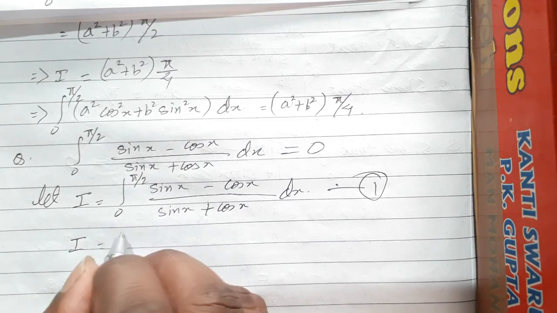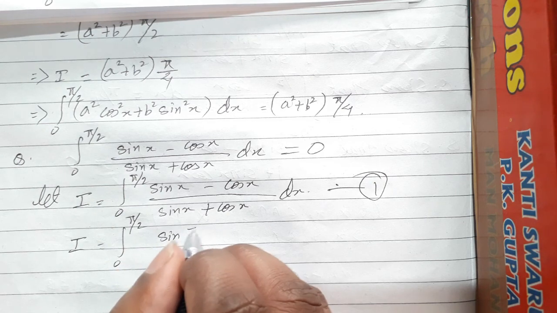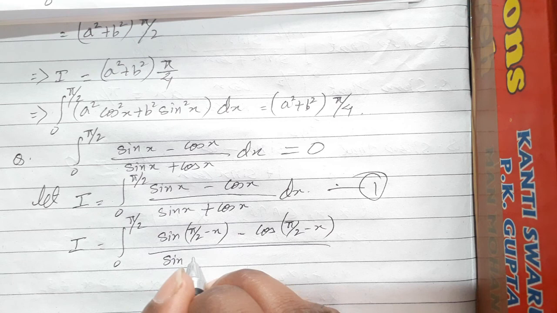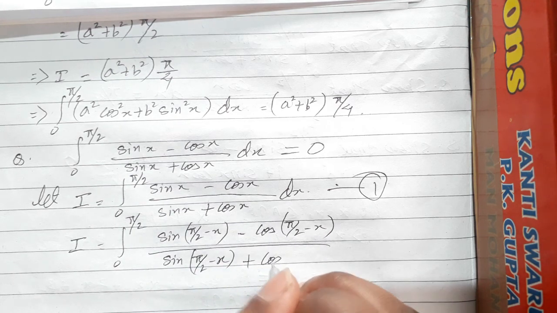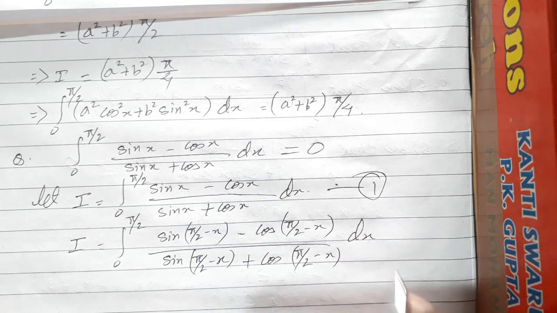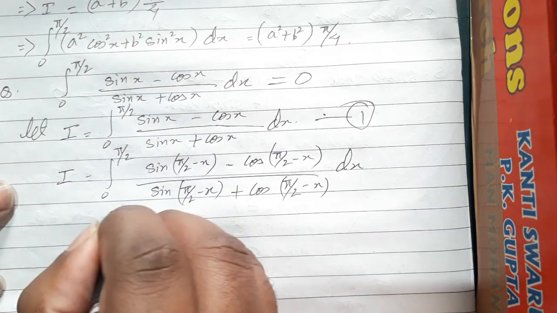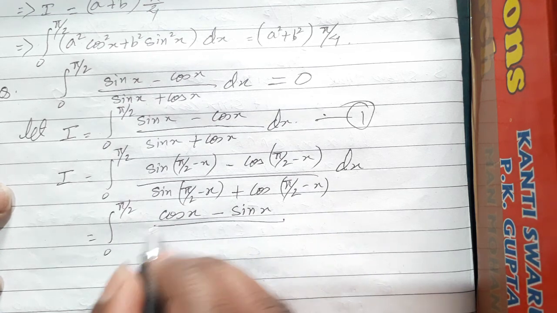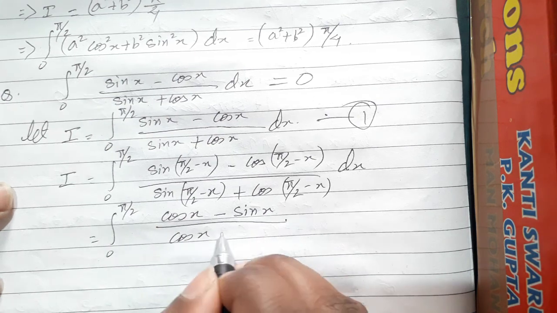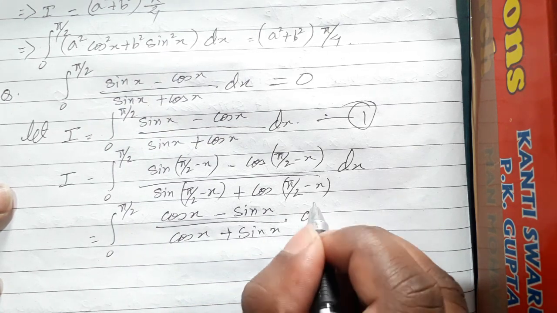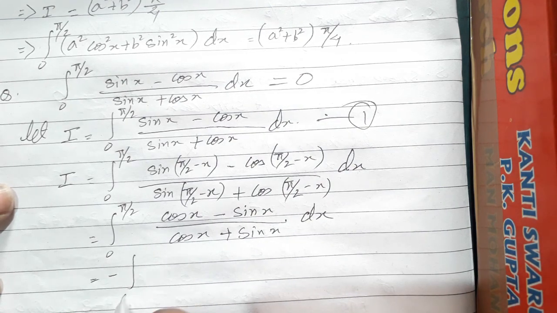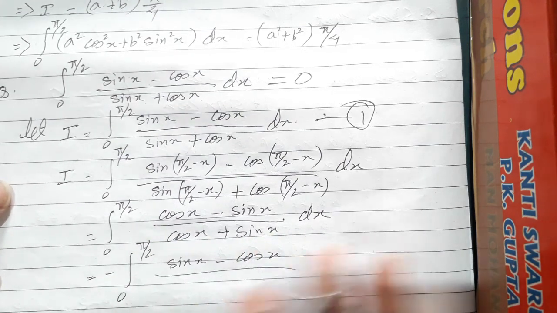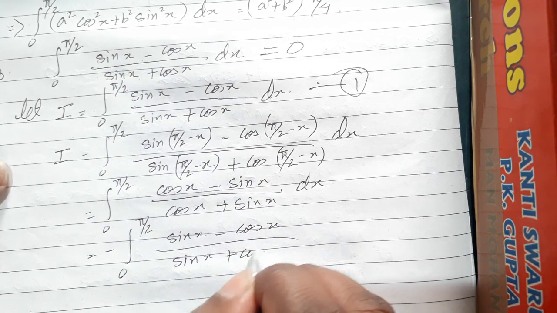Then you apply the property 5 here. So we get 0 to pi by 2 of sine pi by 2 minus x minus cos pi by 2 minus x, divided by sine pi by 2 minus x plus cos pi by 2 minus x, dx. So this will be equal to 0 to pi by 2 of cos x minus sine x, divided by cos x plus sine x, because sine of pi by 2 minus x is cos x and cos pi by 2 minus x is sine x. Now you take minus common from here. So if I take minus common, I get 0 to pi by 2 sine x minus cos x. Since it is in addition, we can interchange this.